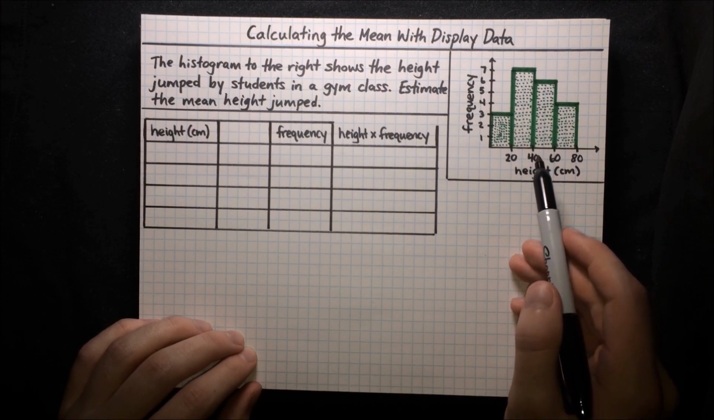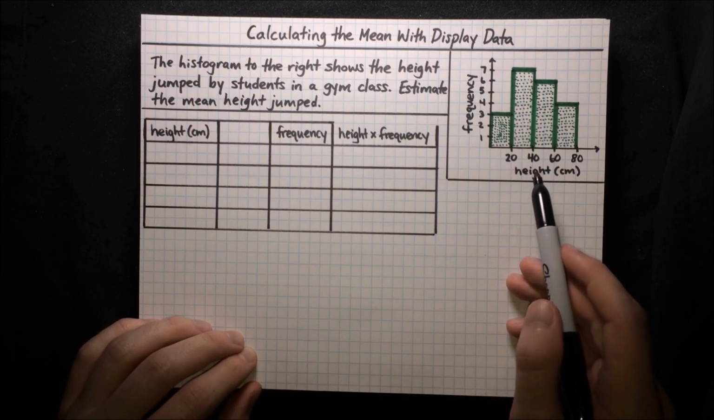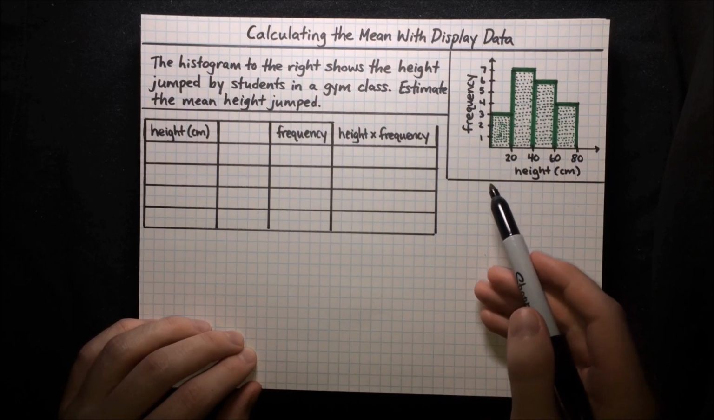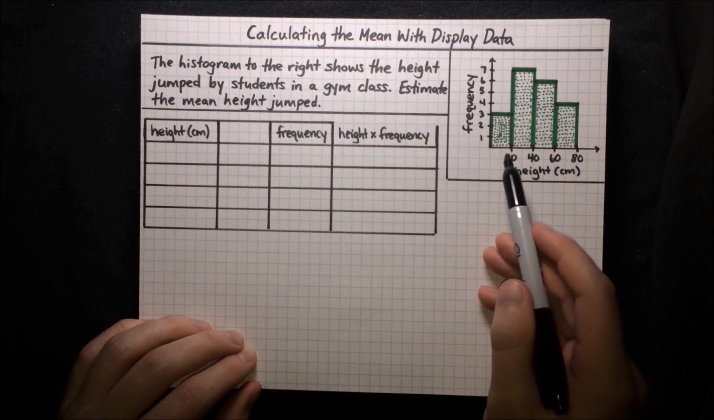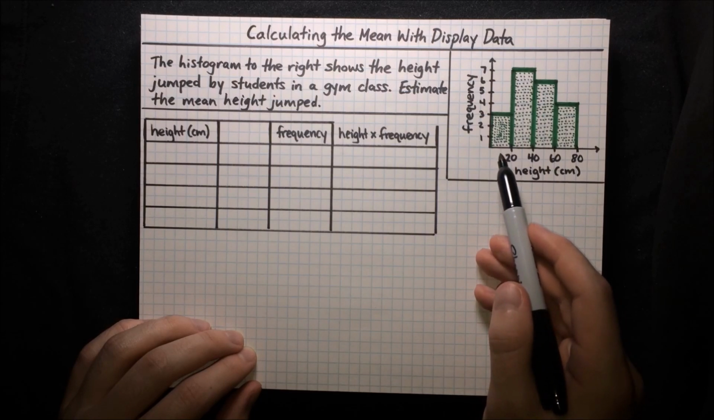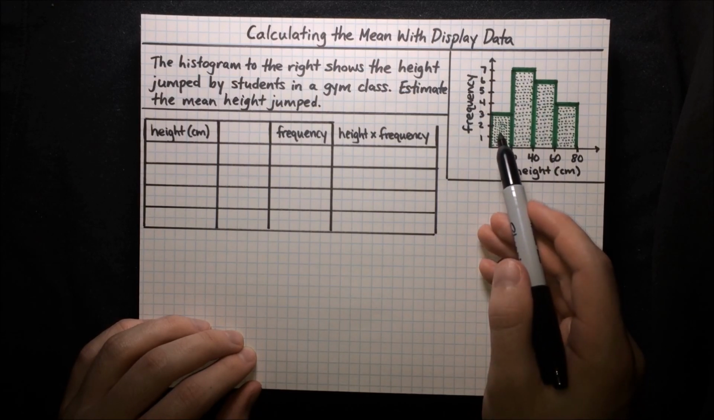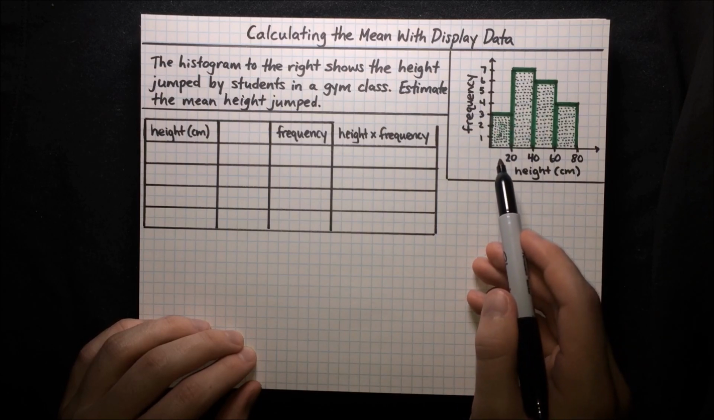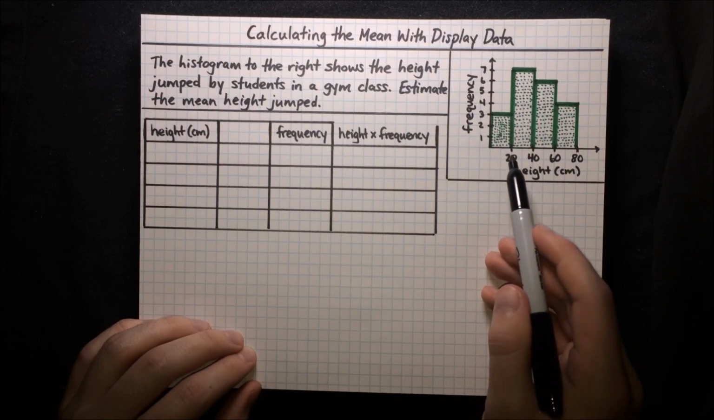Well, this histogram is actually very similar to a dot plot. The only difference is that the histogram is usually used when the data set is more continuous. The base now gives us a range of heights. So for example, this first rectangle here tells us that 3 students jumped a height that was in the range from 0 to 20. 0 inclusive, 20 not inclusive.